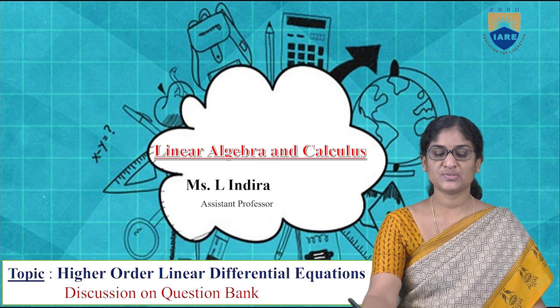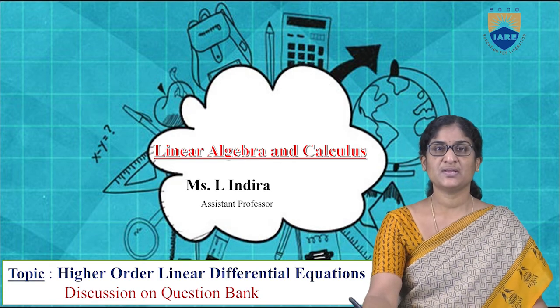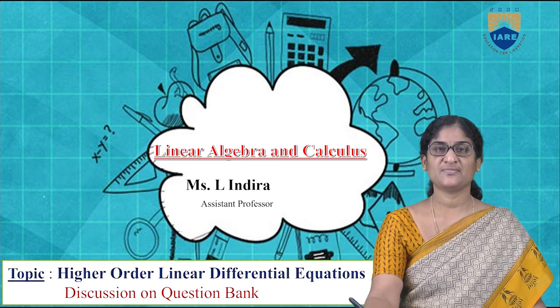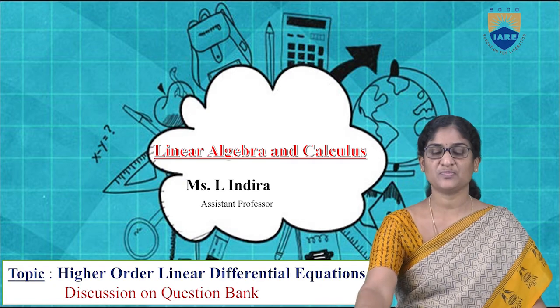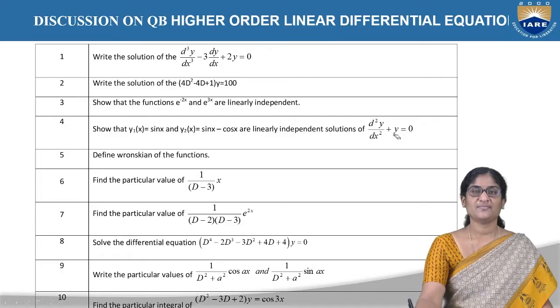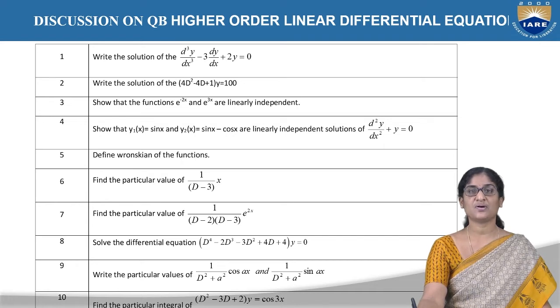Today we are going to discuss the question bank questions of the third unit, that is, higher order differential equations of linear algebra and calculus. The very first question is, write the solution for d cube y by dx cube minus 3 dy by dx plus 2y is equal to 0. Here, the equation is in the form f of D into y is equal to 0, which is a homogeneous differential equation. So, to solve this homogeneous differential equation, we need to write the auxiliary equation.